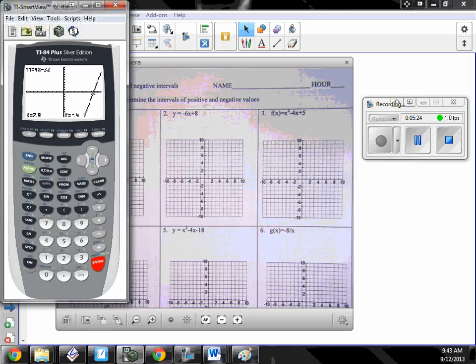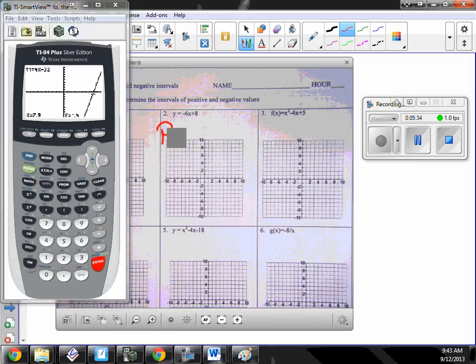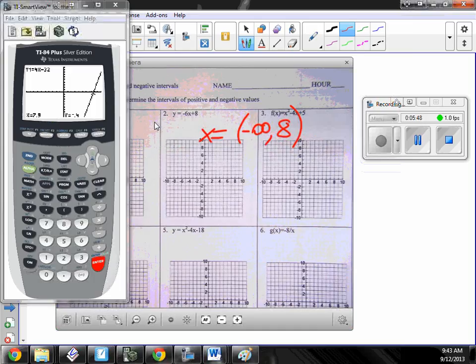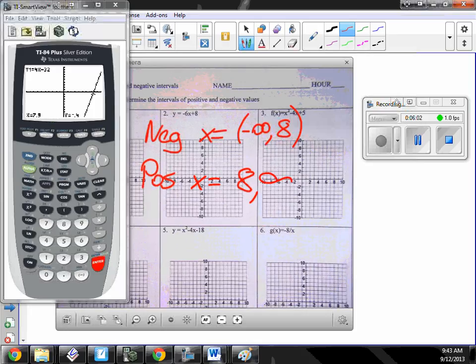Negative infinity up to 8. Does 8 create a negative number? No. So I'm going to say my positive intervals of x are from negative infinity up to 8. Do we include 8? Nope. Oh, sorry. That's negative. Some of you have perturbed looks on your faces. Okay. Does that look better? Okay. What would be my positive intervals of x? 8 up to infinity.